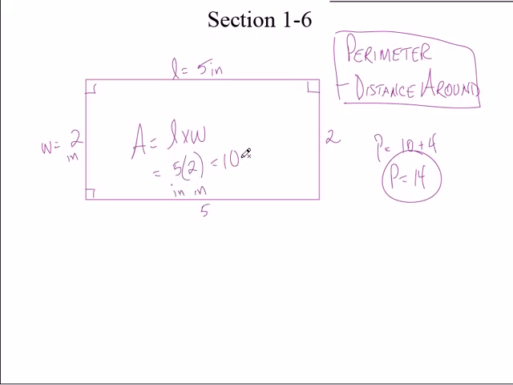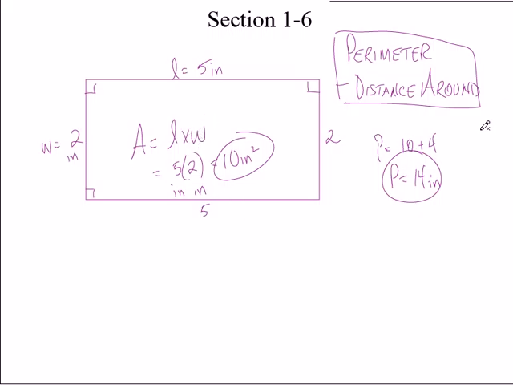Now, if this was in inches, 2 inches and 5 inches, it's 5 inches times 2 inches. What's inches times inches? Inches squared. So area is always squared. Perimeter is always just the units, okay? Just inches or meters or centimeters or whatever they tell you to use. You with me on that? All right, so that's how you find the area. Pretty simple. Area of a rectangle.